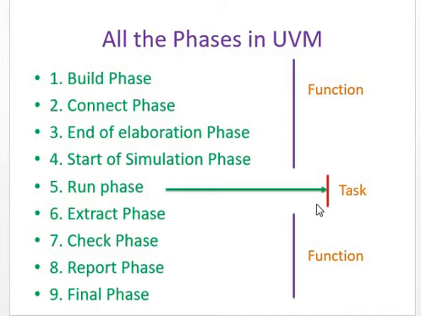When this run phase completes, meaning our simulation is done, we move to the extract phase. Extract phase, check phase, report phase, and final phase, again these 4 phases are functions only. That means they will complete in 0 simulation time. So in total, we have 9 phases. Run phase is a task, and other than run phase, every phase is a function only.